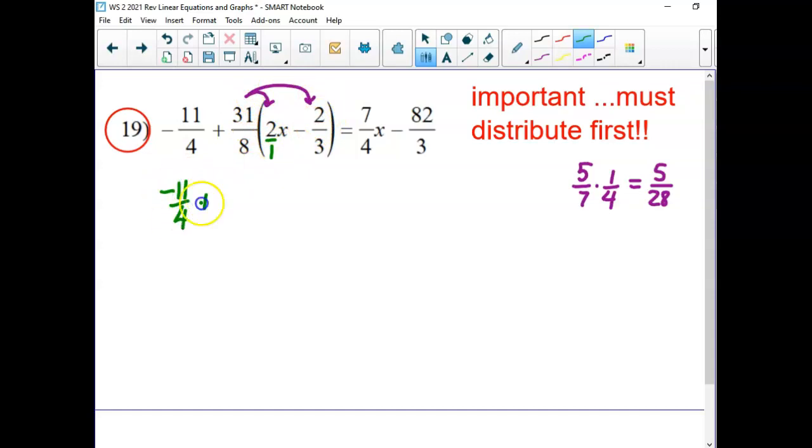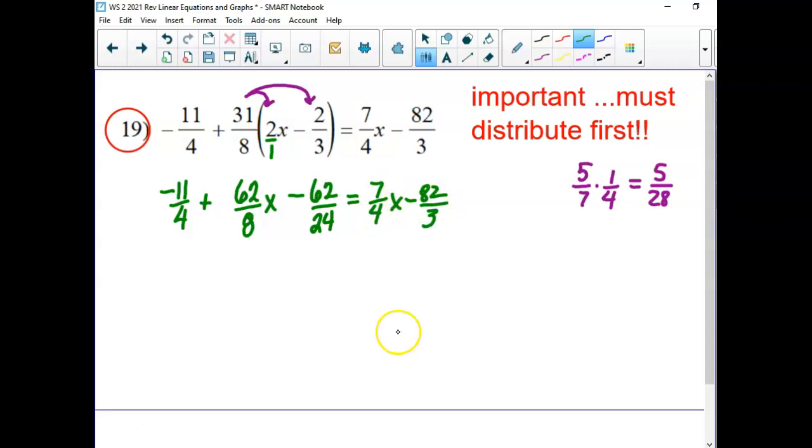So negative 11/4 plus, let's see, 31 times 2 would be 62. 8 times 1 in the denominator would be 8. Now that does reduce, but I don't think it's going to matter, so I'm just going to leave it. 31 times 2 back here would be 62, but the denominator is 8 times 3 or 24. Also reduces, but I don't think it's going to matter. And then I copy the rest of the problem down.